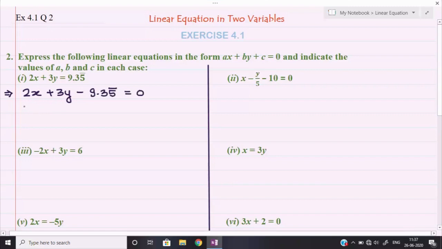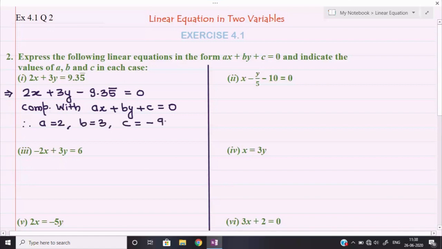0 will remain. Now we are going to compare this equation with the standard form of linear equation, ax plus by plus c equal to 0. Here ax is 2x, so the value of a is equal to 2. Similarly, compare the terms of y: the value of b is equal to 3, and c is equal to, write the value along with the sign, minus 9.35 bar.